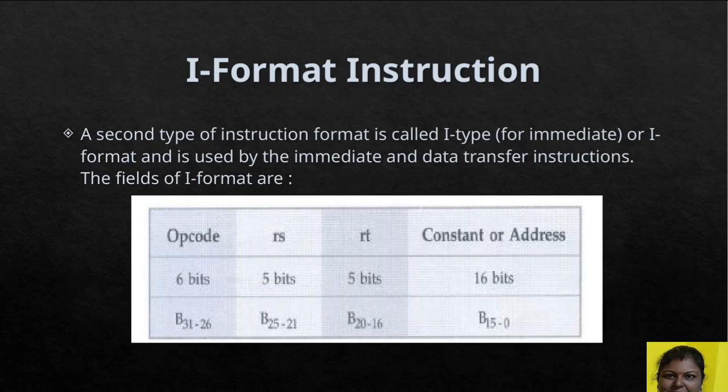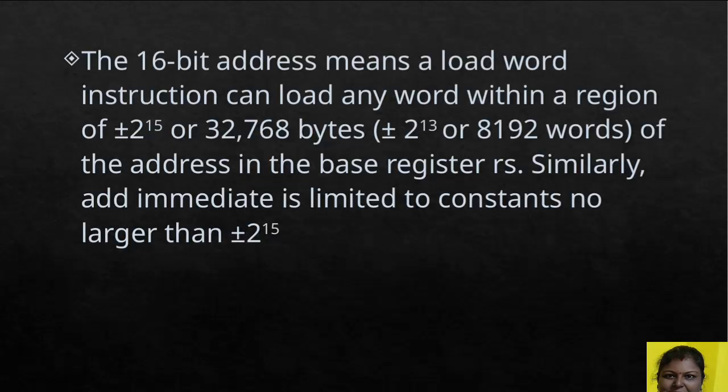When we talk about a 16-bit address in this context, it means a load word instruction can access any word within a range of plus or minus 32,768 bytes. That's 2 to the 15th power. In terms of words, that's plus or minus 8,192 words, since each word is 4 bytes. This range is centered around the address stored in the base register, called RS. At the same time, the add immediate instruction is limited to constants no larger than plus or minus 32,768. This keeps operations efficient within a defined memory window.